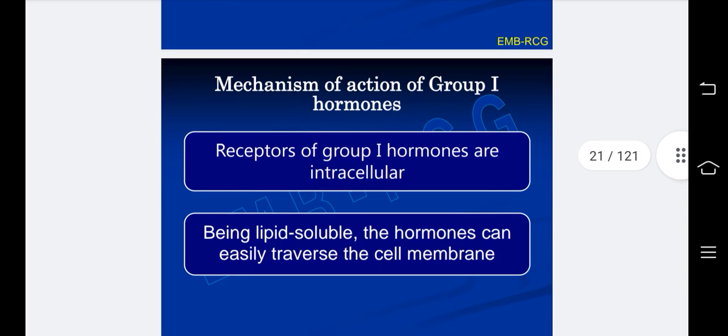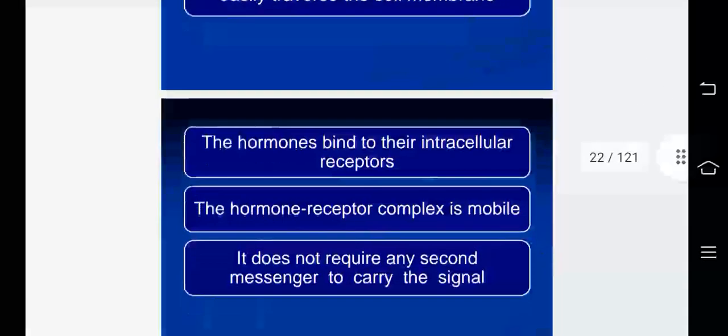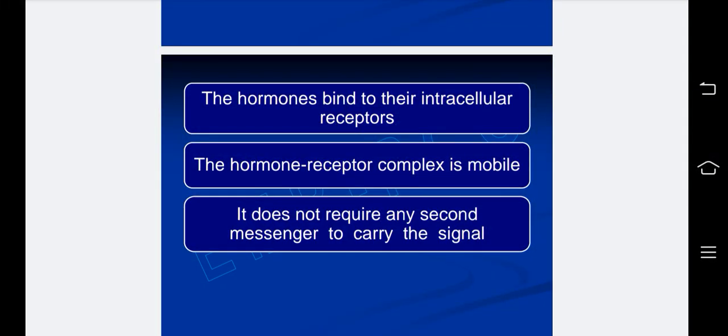Mechanism of action of group 1 hormones. We mentioned the receptors of group 1 hormones are intracellular. Being lipid soluble, the hormones can easily traverse the cell membrane. The hormones bind to their intracellular receptors. The hormone receptor complex is mobile. It does not require any second messenger to carry the signal.